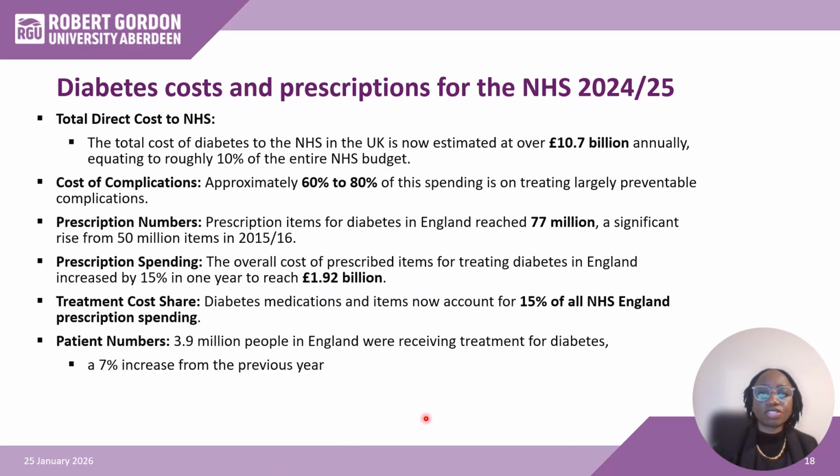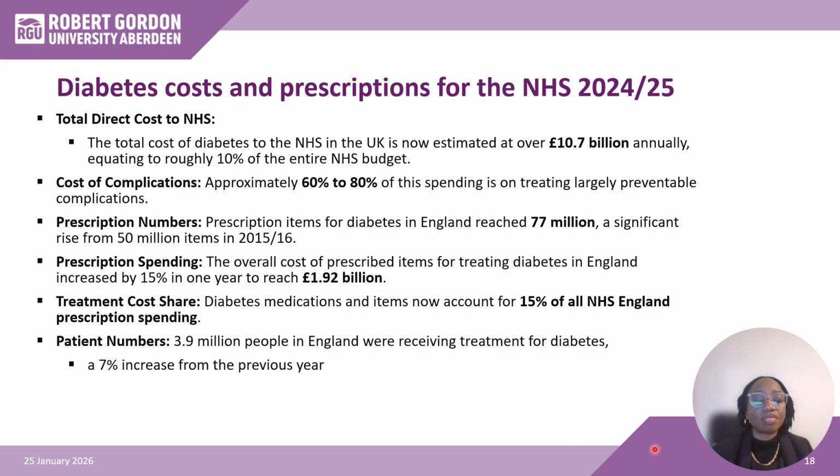So I thought I'll mention the cost diabetes has to the NHS. Mostly our numbers are taken from NHS England, on diabetes costs and prescriptions for the NHS 2024-25. The total cost of diabetes to the NHS was estimated at 10.7 billion, equating to 10% of the entire NHS budget. Again, similar to what the global numbers have shown. The cost of complications is approximately up to 80% of the spending, and largely from preventable complications.